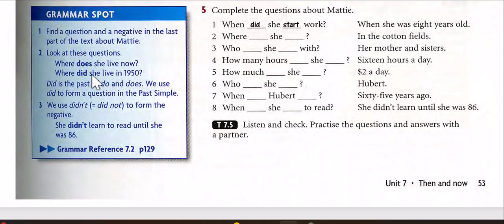Okay. And here, when you look at these questions, where does she live now? When it is now, look at the verb does. Okay, present tense. And then 1950, past. Where did she live in 1950? So did is the past of do and does. So we use did to form a question in the past simple. We use didn't, which means did not, to form the negative. She didn't learn to read until she was 86. So for the negative, we use didn't.